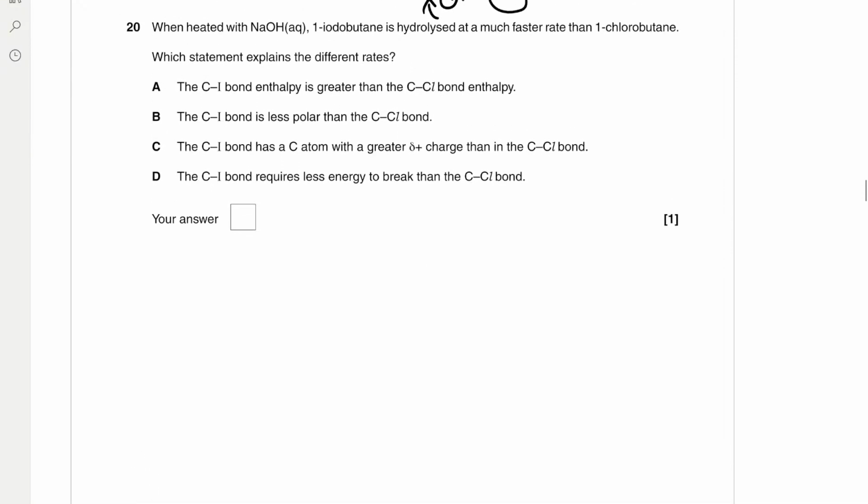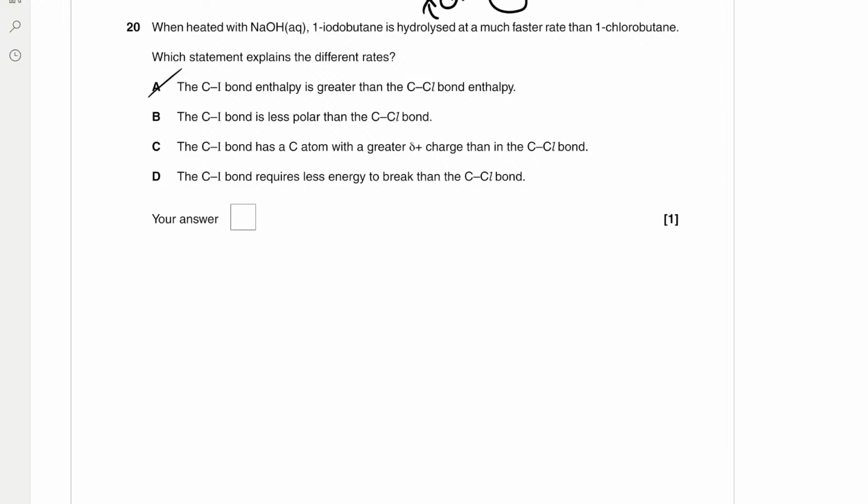Question 20. When heated with NaOH, 1-iodobutane is hydrolyzed at a much faster rate than 1-chlorobutane. Which statement explains the different rates? So the carbon-iodine bond enthalpy is greater than the carbon-chlorine bond enthalpy. Well, that can't be correct, because if the bond enthalpy is greater, it's going to take more energy to overcome, which means it will occur at a slower rate.